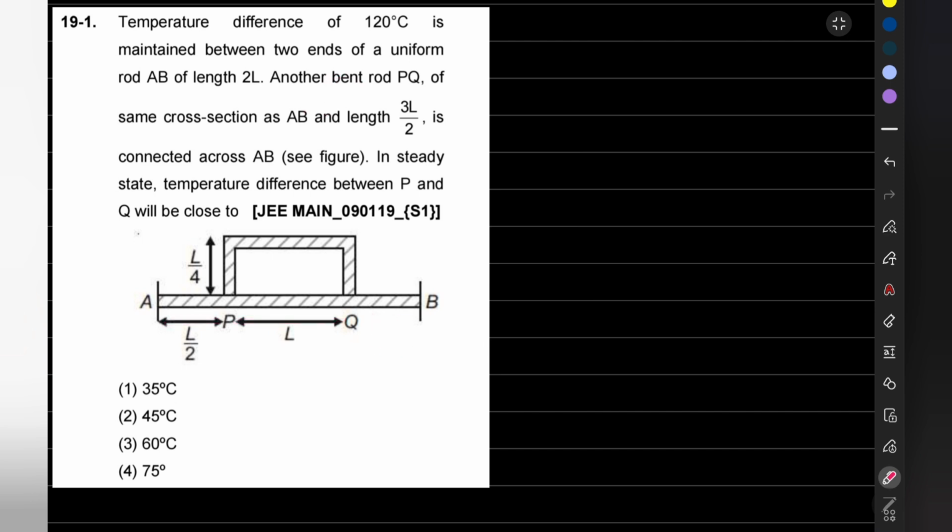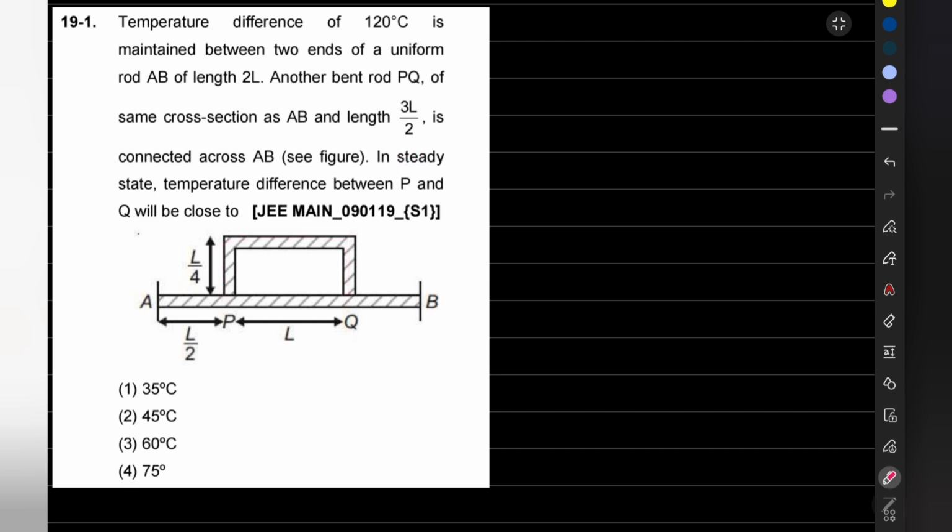Now another bent rod, whose name is PQ, of the same cross-section area as that of AB, and its length is 3L by 2. Out of this, this part is L by 4, this one is also L by 4, so L by 4 plus L by 4 will be L by 2, and this part will be L, so L plus L by 4 plus L by 4 will be equal to 3L by 2. It is connected across AB as we can see in the figure.